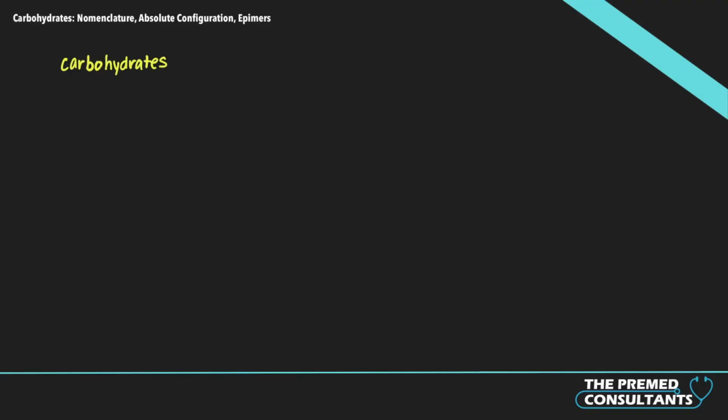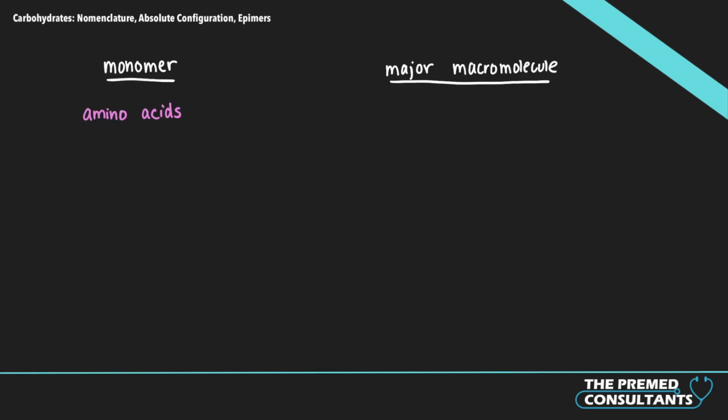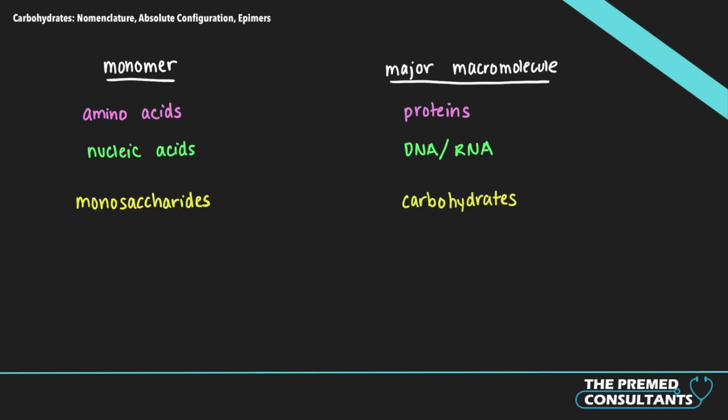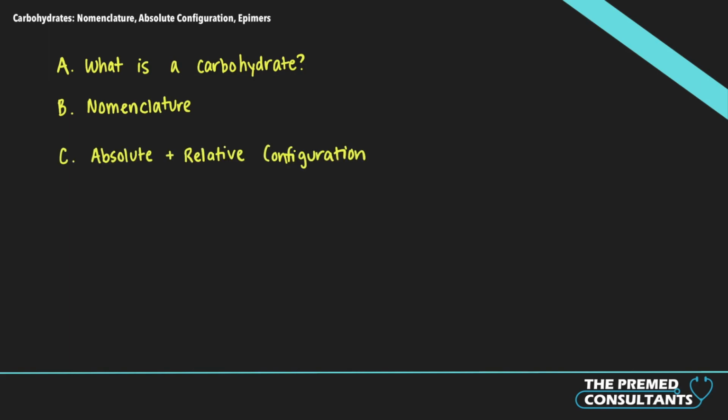This video will introduce you to carbohydrates, one of the 4 biological macromolecules. By the end of this video, you should be able to name linear sugar molecules, determine their configuration, and determine the relationship between sugars. Just as amino acids make up proteins and nucleic acids make up DNA, single sugar molecules called monosaccharides make up carbohydrates. First, we'll cover what carbohydrates are, then how to name them, followed by determining their absolute and relative configuration.